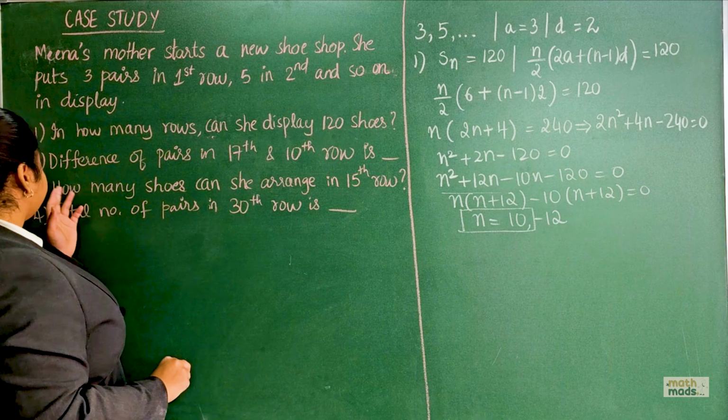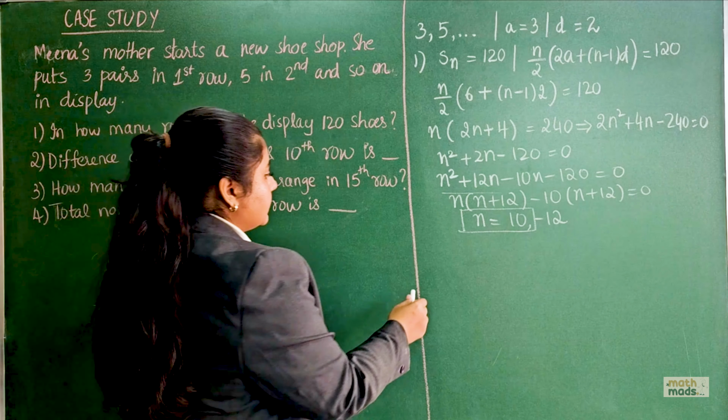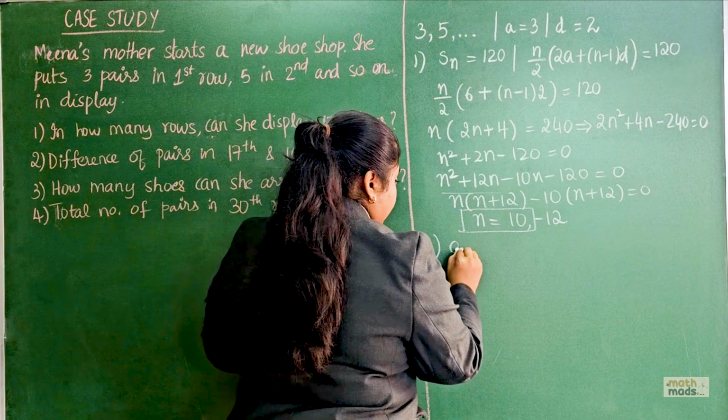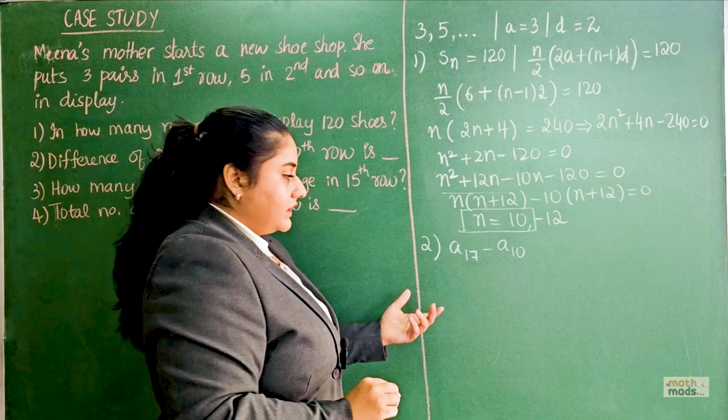Let's look at the second one. What is the difference of pairs in the 17th and 10th row? This is very simple. They're asking what is a17 minus a10. So we know the formula, what is an? a plus n minus 1 into d.